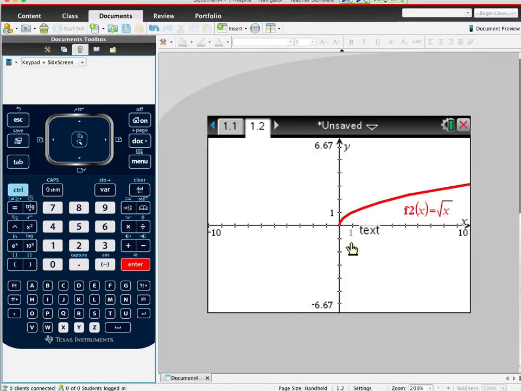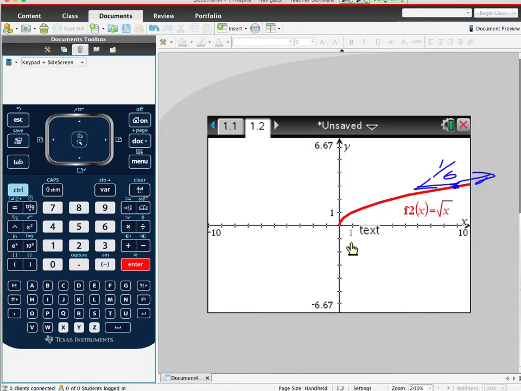Alright, so we're going to the point (9, 3). So 1, 2, 3, 4, 5, 6, 7, 8, 9, and 3. There's my point. So my tangent line would be somewhere in there. What do I know about the slope of that tangent line? It is 1/6. Okay. Is my function increasing there? Yes. Since my slope is positive, I knew my function was increasing there.